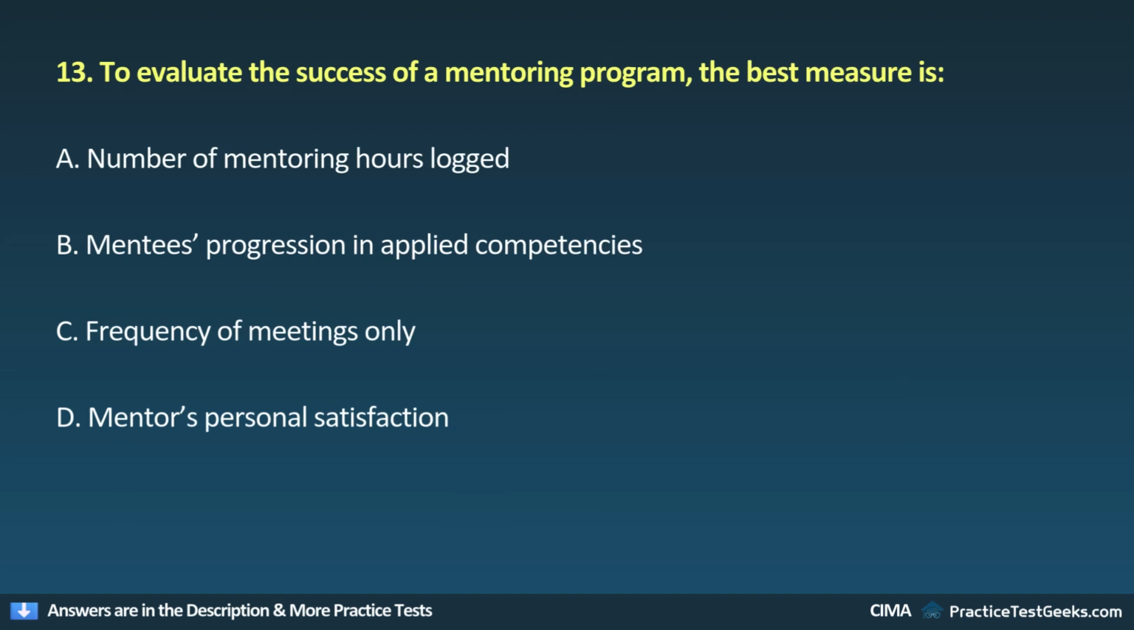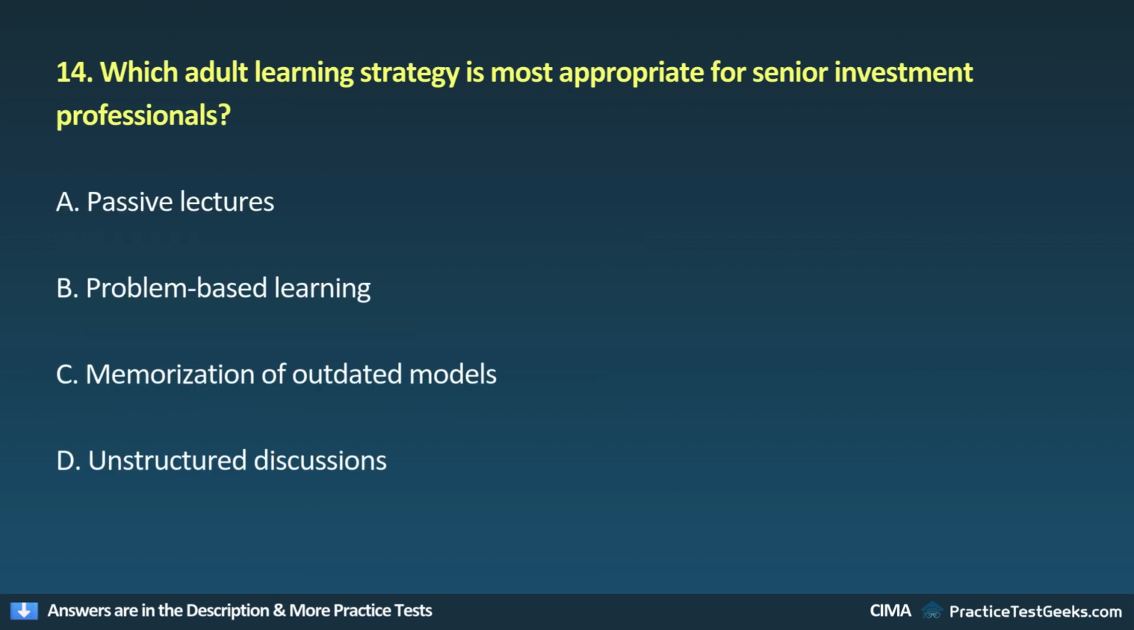13. To evaluate the success of a mentoring program, the best measure is A. Number of mentoring hours logged. B. Mentee's progression in applied competencies. C. Frequency of meetings only. D. Mentor's personal satisfaction.